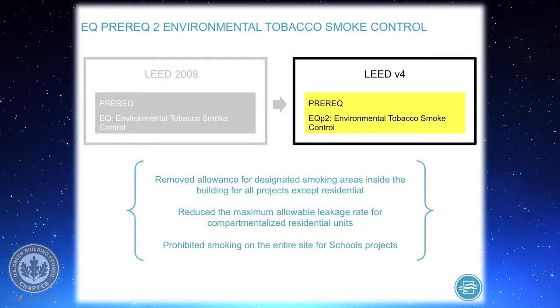For the environmental tobacco smoke control credit, we have prohibited smoking in all LEED buildings except residential. And then for residential projects, we've reduced the maximum leakage rates allowed for compartmentalized units. And then for schools projects on both the new and existing side, smoking is prohibited anywhere on the site, not just in the building.